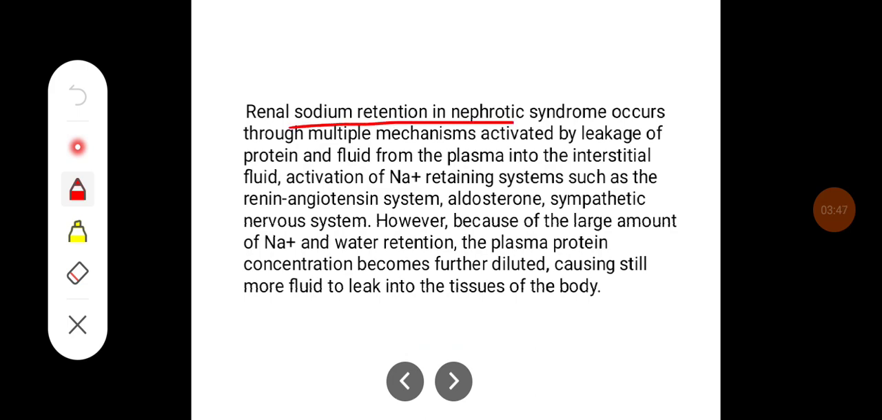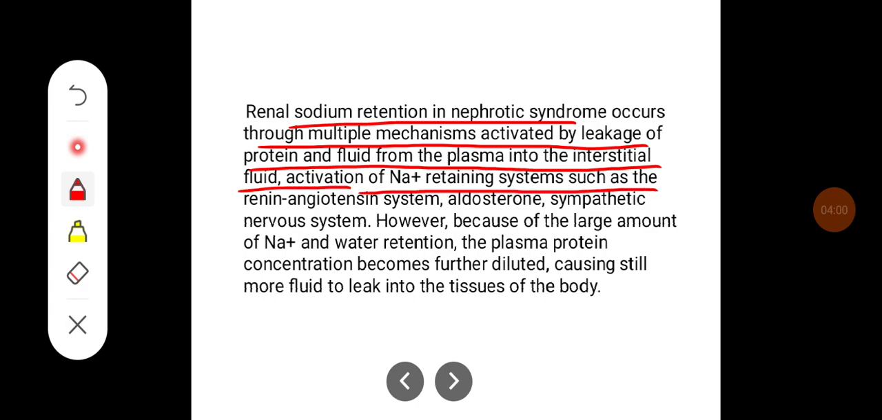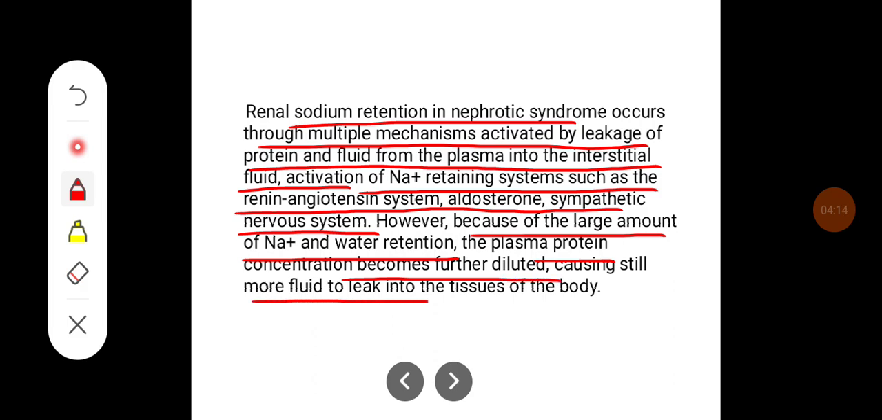Renal sodium retention in nephrotic syndrome occurs through multiple mechanisms activated by leakage of protein and fluid from plasma into the interstitial fluid, and activation of sodium retaining systems such as the renin-angiotensin system, aldosterone, and the sympathetic nervous system. However, because of the large amount of sodium and water retention, the plasma protein concentration becomes further diluted, causing still more fluid to leak into the tissues of the body.